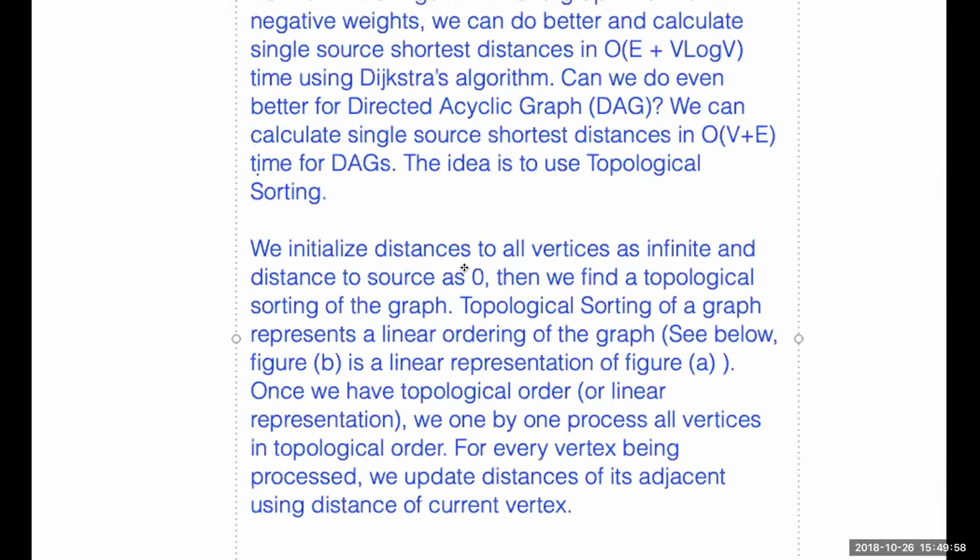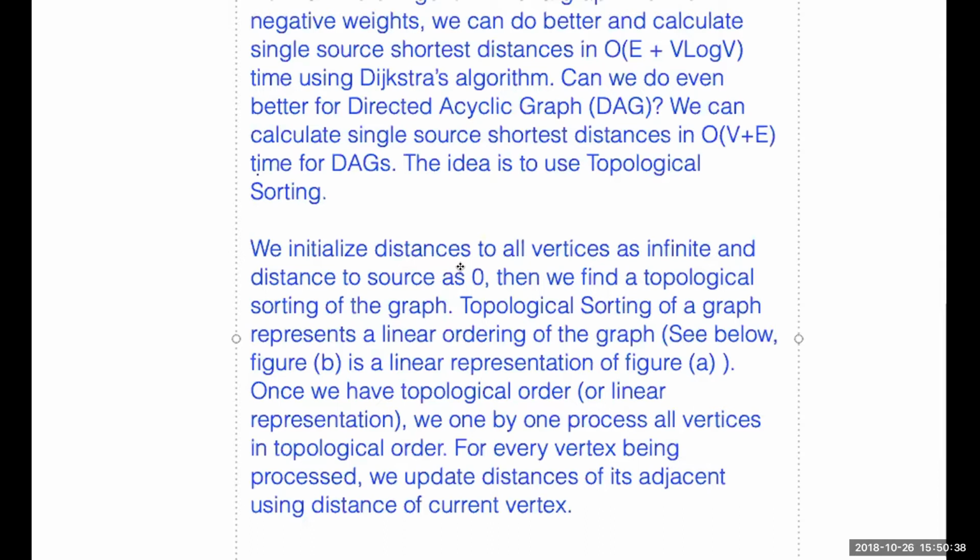And so the main idea behind that algorithm is this. We initialize the distance to every vertex as infinite, and we initialize the distance of our source vertex as 0. What we then do is we find the topological order of the graph. And if you remember what the topological order is, the topological order means that for any given vertex V, all the incoming edges, all the vertices U from which an edge goes from U to V, U has to be visited and finished before V.